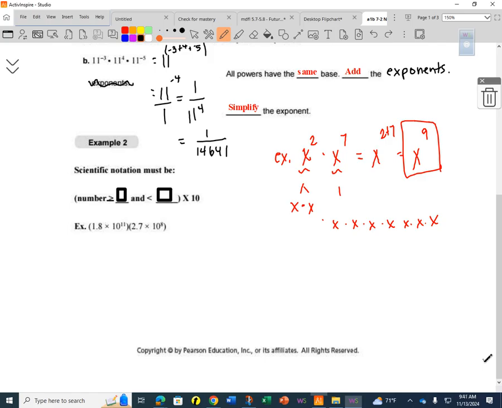Okay, so the first thing we need to remember when you have scientific notation is that it's going to be some number times 10 to some power. And that first number has to be greater than or equal to 1 and less than 10.